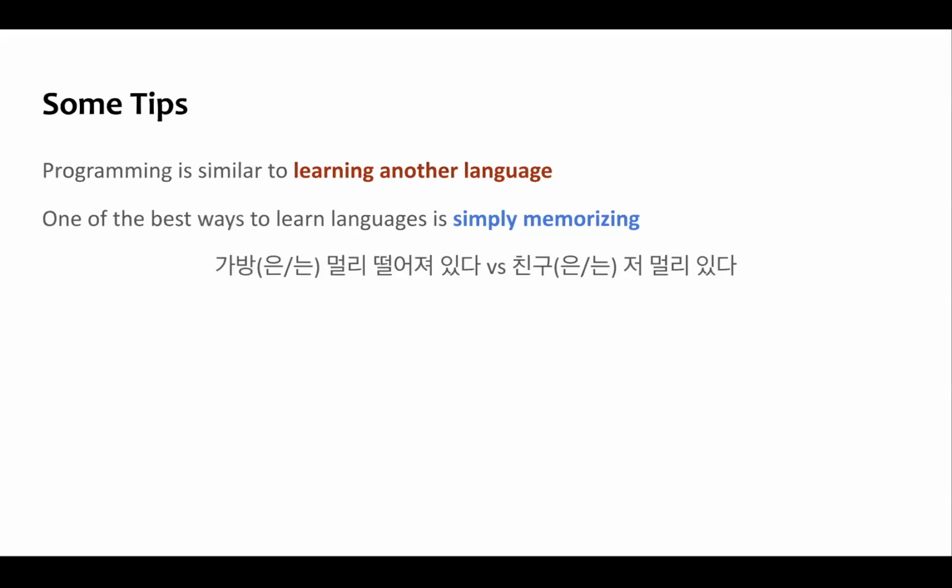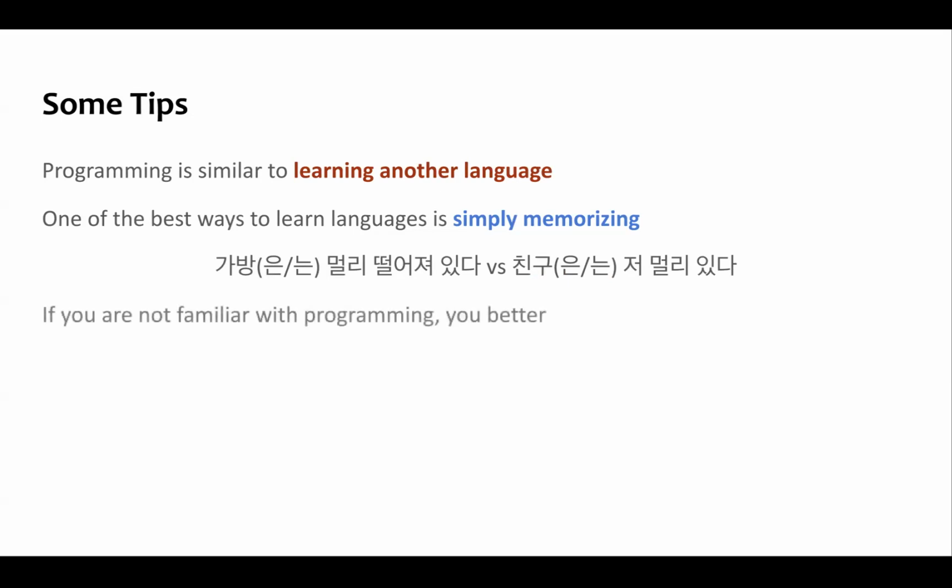However, there are grammar rules that determine between 은 and 는. If there is a 받침, then we should use 은. If there is no 받침, then we should use 는. However, we Koreans don't think about the grammar. We just know. And that should happen in programming.